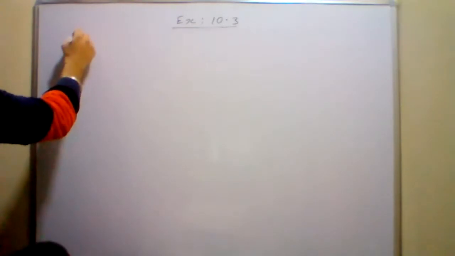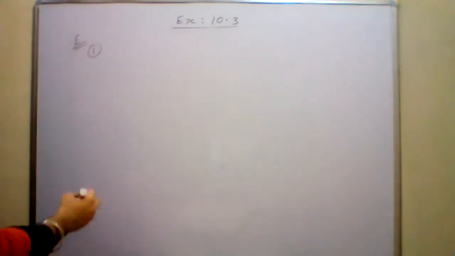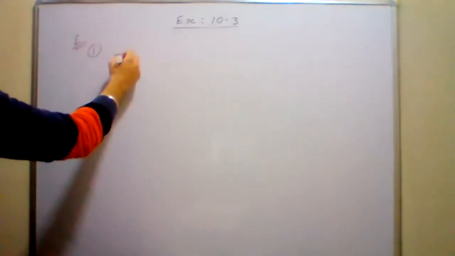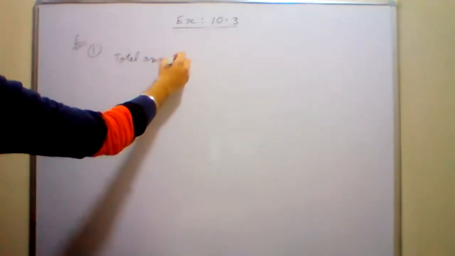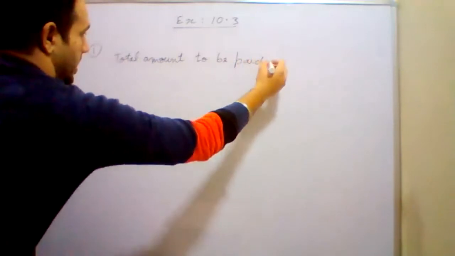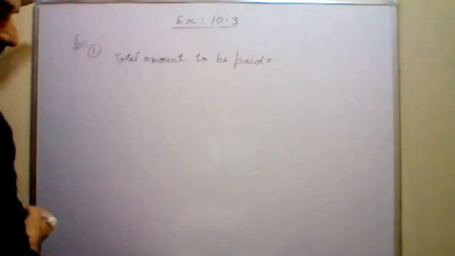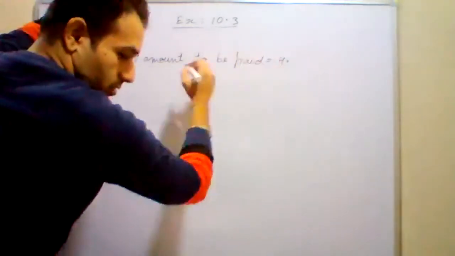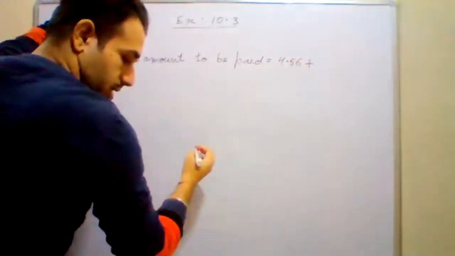Question first part. So he bought two things. Total amount to be paid is equal to rupees 4.56. Sir, can we write our own statement? Yes, you can write your own statements also. No problem in that. I'm sure that you can write correct statements.